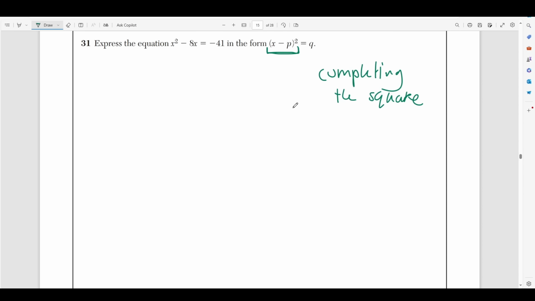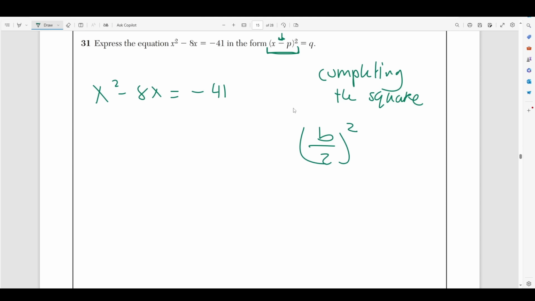So how do you complete the square? You complete the square by getting rid of any non-x values on one side. So here they already did it for us. Here we have x squared and x, right? Now we need to add a number that allows us to transform x squared minus 8x into a perfect square, like this one up here. So how do we do that? There's a formula that we use. We do b over 2 squared.